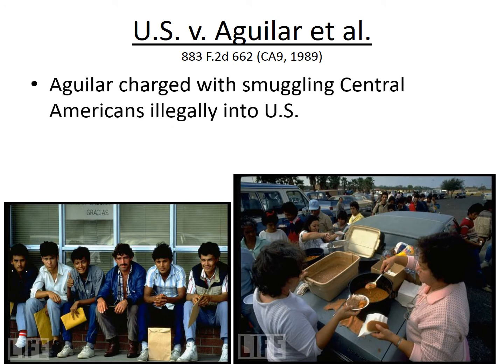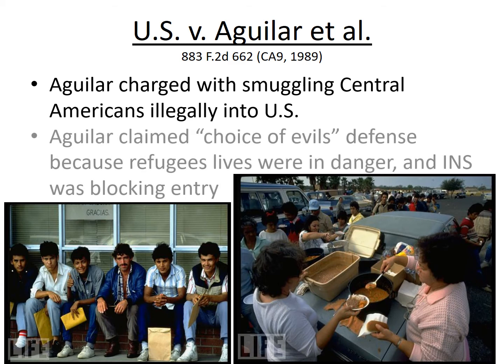Aguilar is charged with smuggling Central Americans illegally into the U.S. So in the 1980s, there's civil war going on in Central America, and many Central Americans are coming to the U.S. looking for a better life, trying to escape the war. Aguilar helps get them into the United States, and he's charged with smuggling aliens. He claims choice of evils defense. Why? Because the refugees' lives were in danger. If they went back to El Salvador, they would have been killed in the war.